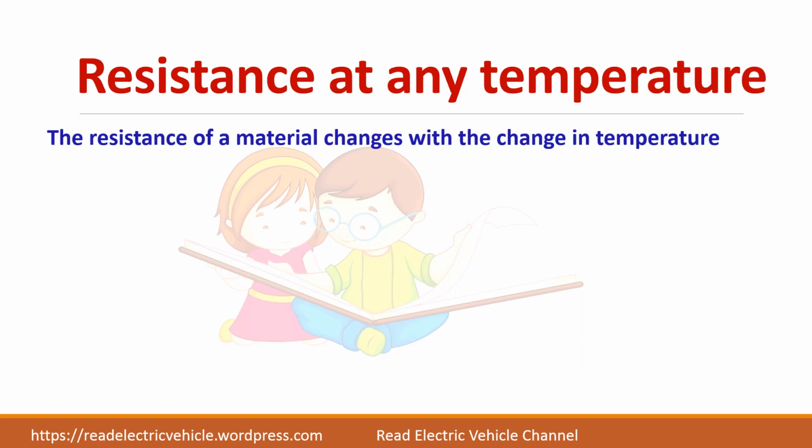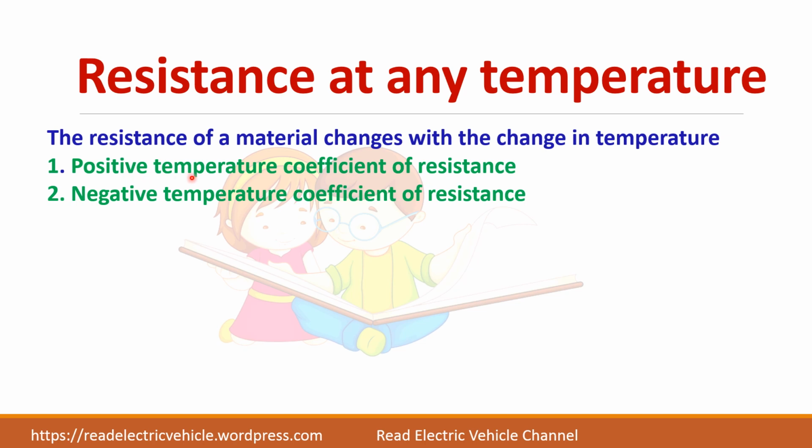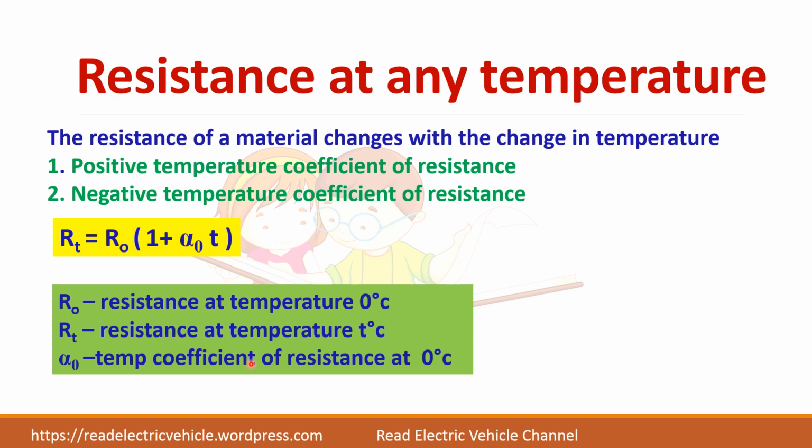We have seen the resistance of the material changes with change in temperature. There are two types of materials: those in which the resistance increases with increase in temperature, which have a positive temperature coefficient, and those in which the resistance decreases with increase in temperature, which have a negative temperature coefficient. RT is equal to R0 into 1 plus alpha naught T, where R0 is the resistance at 0 degree, RT is the resistance at T degree, and alpha naught is the temperature coefficient at 0 degree.